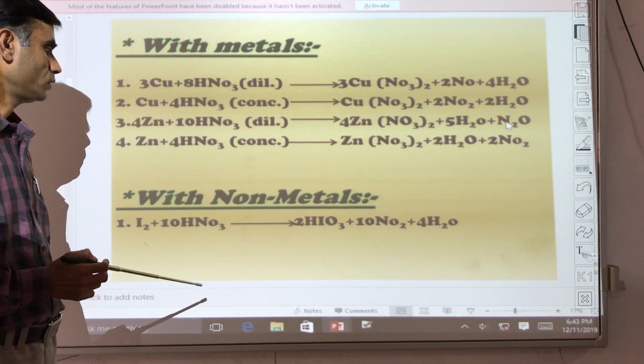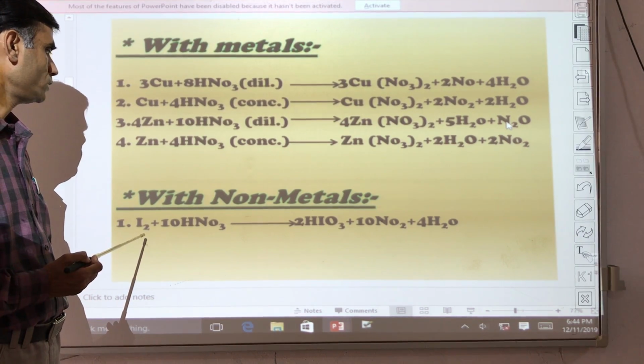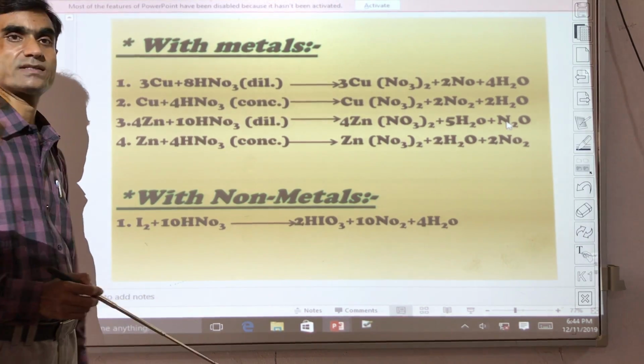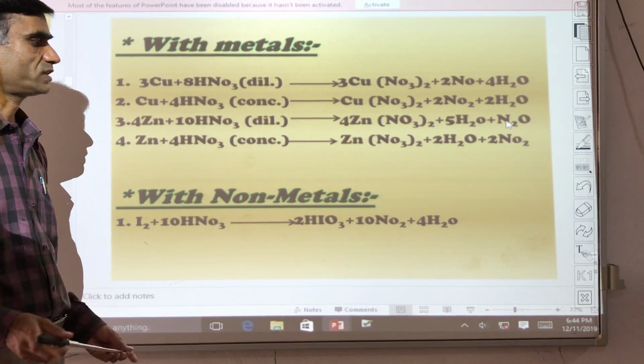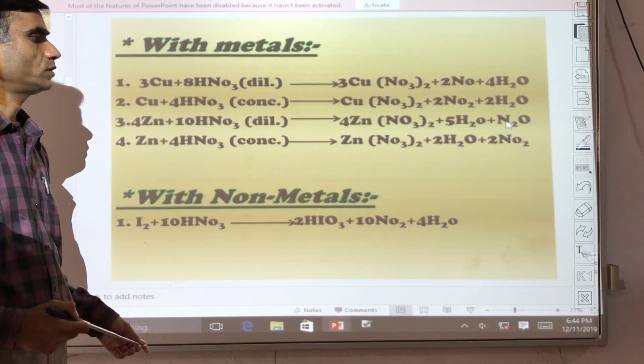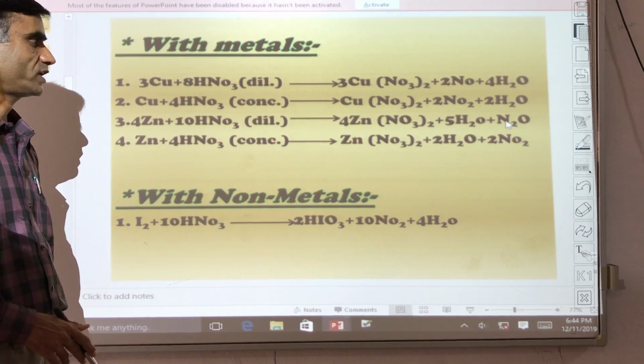With non-metals, one of the important reactions is that of iodine, which forms iodic acid, HIO3. This is also important. Sometimes it is asked to complete the reactions, and we need to learn such type of reactions.